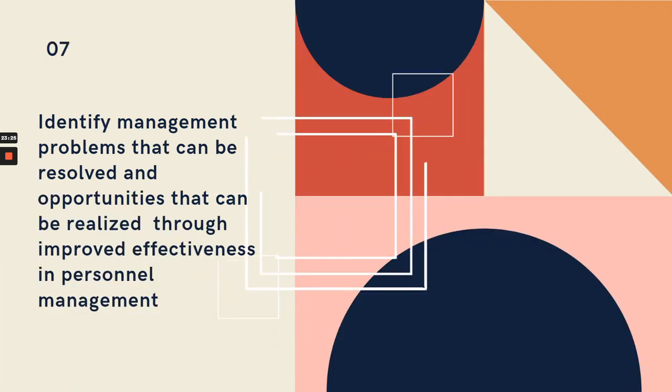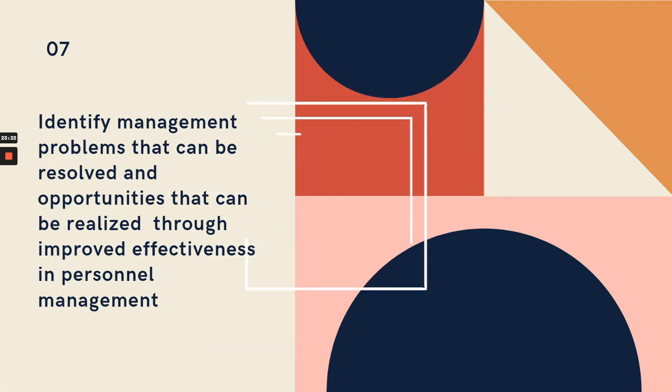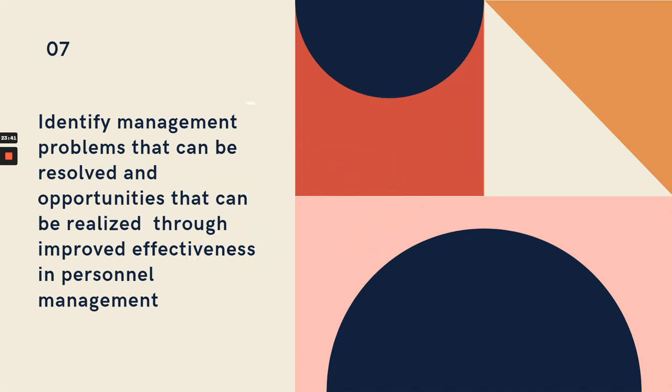Next is identify management problems that can be resolved and opportunities that can be realized through improved effectiveness in personnel management. So, mag-identify siya kung sa mga problems and saan pag-resolve and then opportunities to improve.